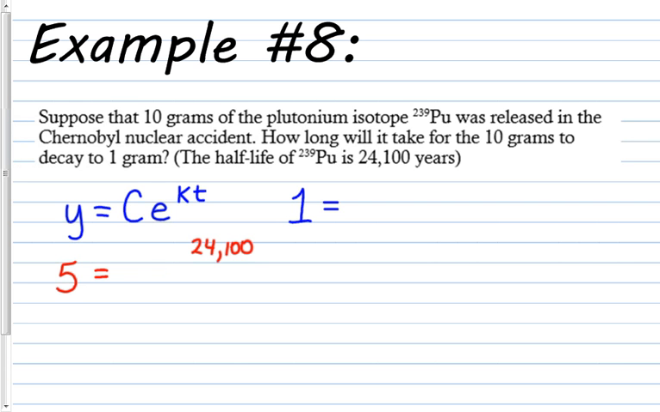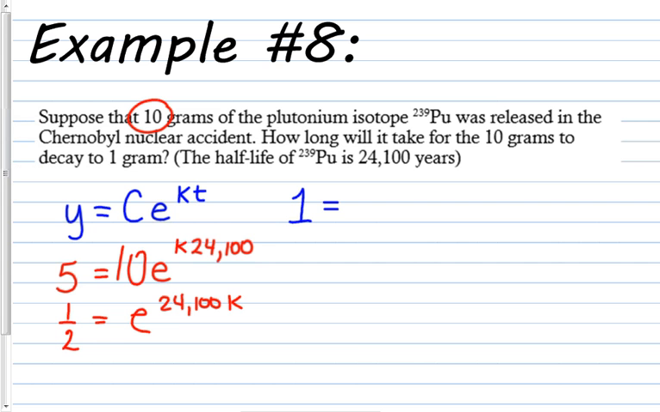Now the question is, what is C? Here's e, and then what is k? Now C, remember C means the initial value of y. Well, y in this case is the grams of the isotope, and initially there were 10 grams. k, however, we don't know. And that's what we're going to have to find, just like the previous two examples. So divide both sides by 10. So I get 1/2 equals e, and then it's customary always to put numbers in the front of the variables.